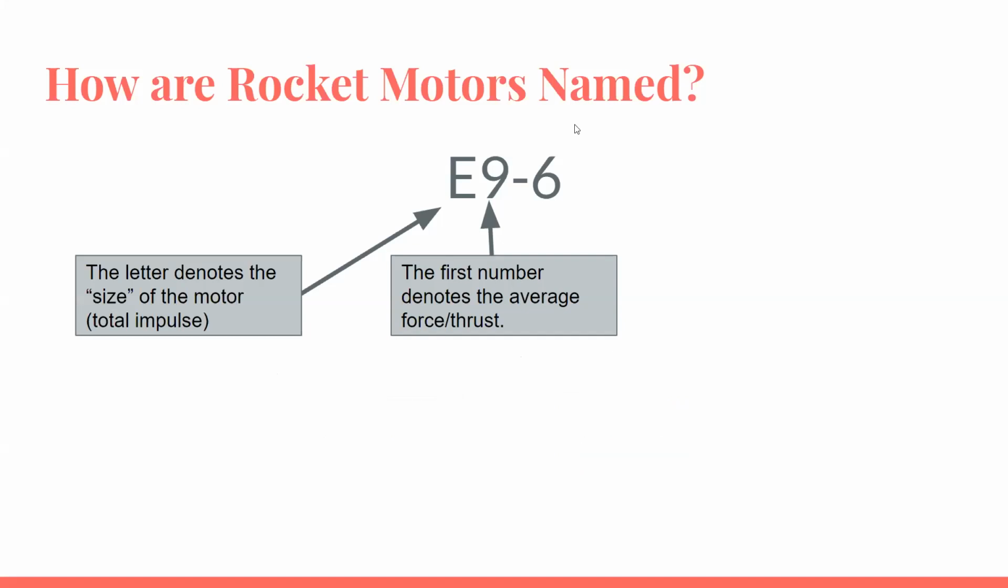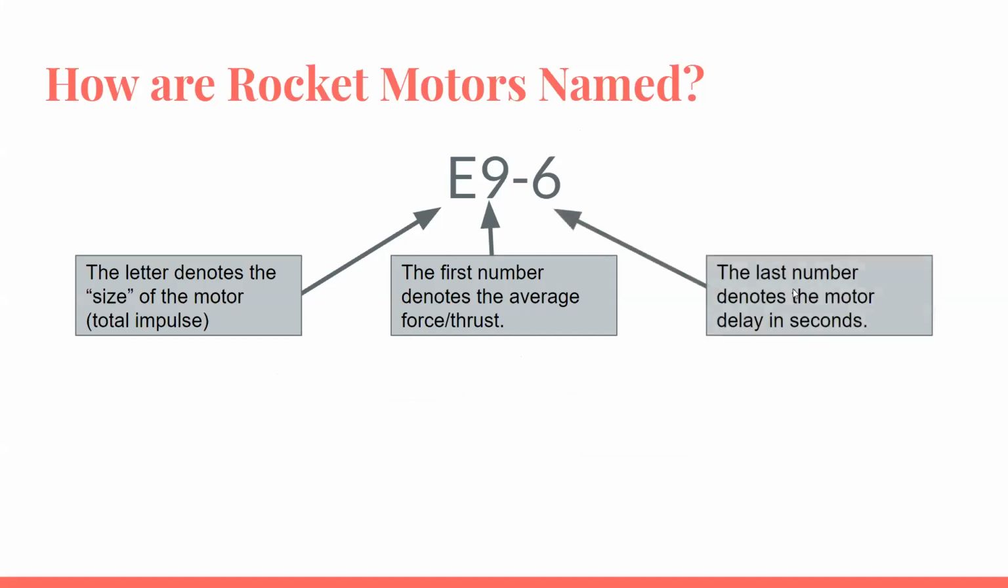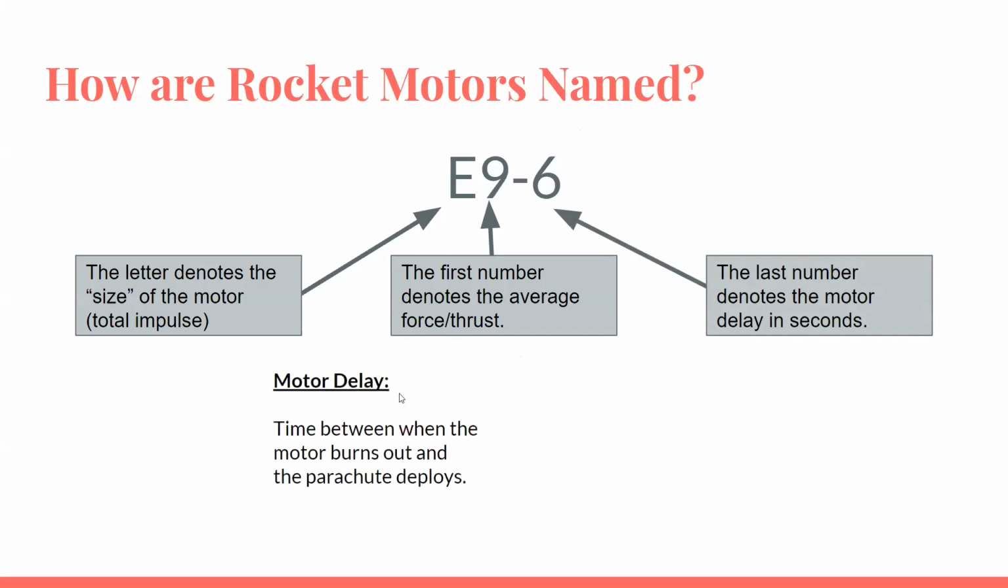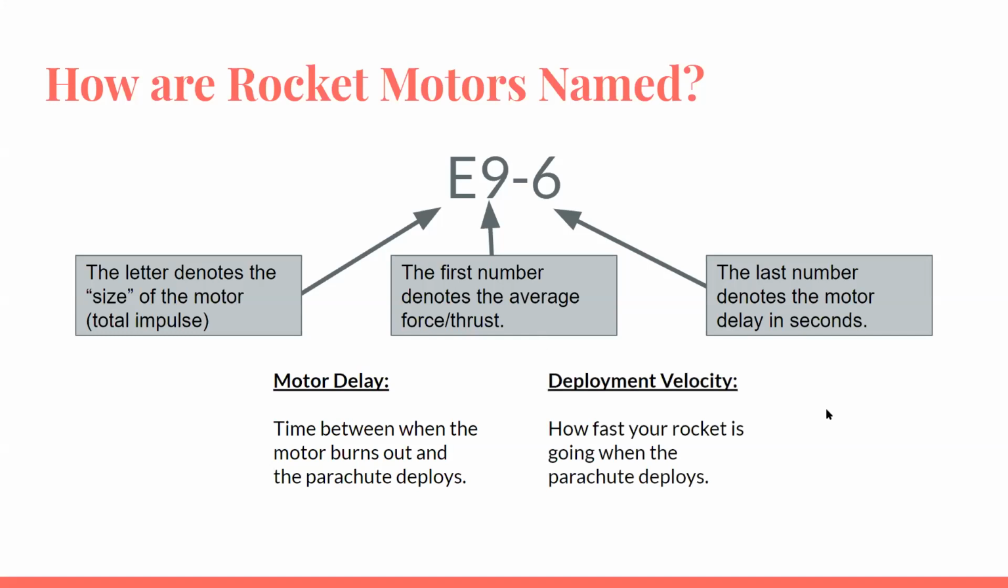And now finally, that last number, that's the motor delay in seconds. So the motor delay is the time between when the motor burns out and stops powering your rocket and the parachute deploys. And this is really important to get right because of something called the deployment velocity. That's how fast your rocket's going when the parachute deploys.